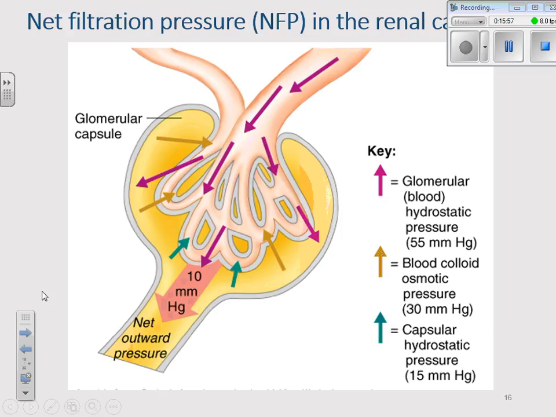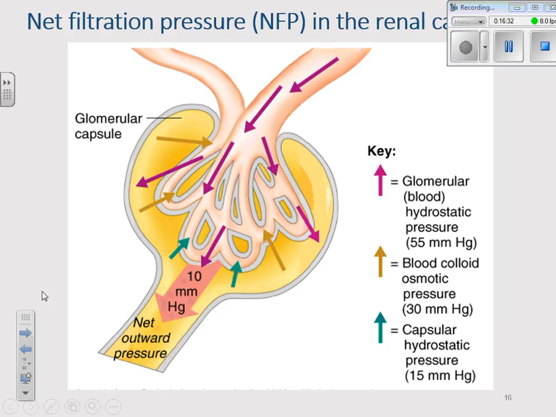So overall, your net outward pressure here is 55 going out, but minus the 30 and minus the 15 that's trying to go back in. Does that make sense? So you actually end up with a filtration pressure of 10 millimeters of mercury. It's not huge, but it's enough to actually force a lot of stuff out of the blood. All right, that's just a standard calculation for that. So your net filtration pressure is the outward pressure of the blood minus the inward pressures.